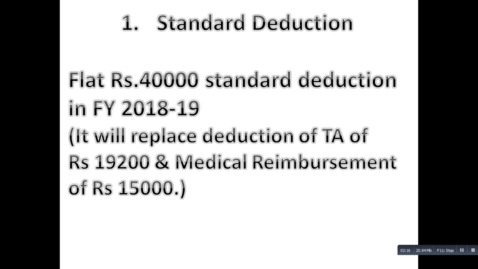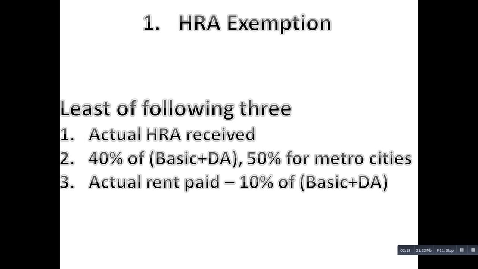Second point is the HRA exemption. There are three factors. Here you can see number 1, the actual HRA received. Number 2 is 40% of basic plus DA, and this is 50% for metro cities. And number 3 is actual rent paid minus 10% of basic plus DA.